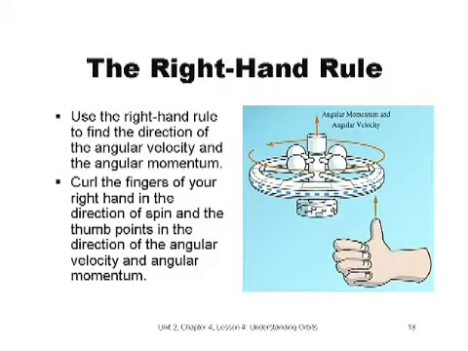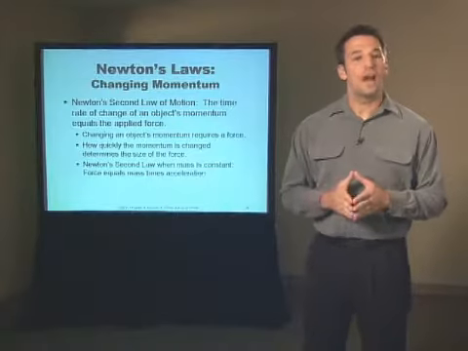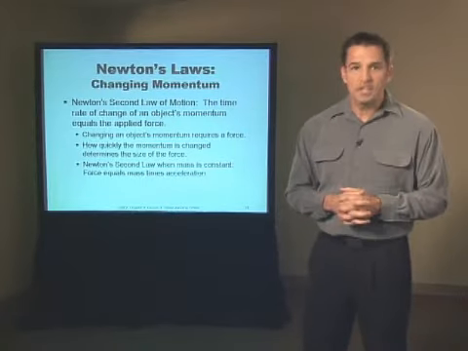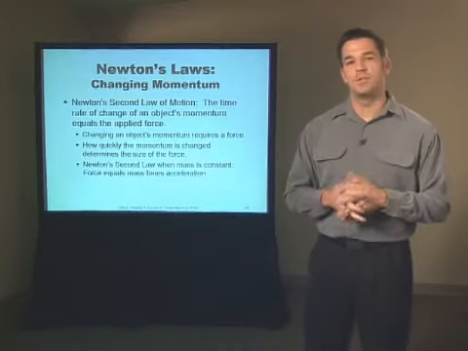Look at the diagram and use your right hand again to find the direction of the angular velocity and angular momentum. Curl the fingers of your right hand in the direction of spin and your thumb points in the direction of the angular velocity or speed and the angular momentum. You've got it. So far, we've talked about objects that have linear or angular momentum. Next, we need to discuss how to change the momentum of an object.